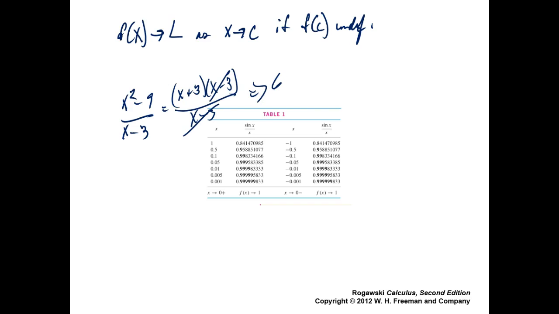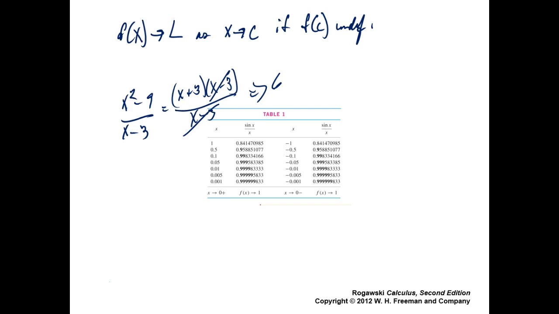The limit can exist even so the value is not defined. f of 3 is not defined because you can't divide by 0. But the limit exists because when you did that manipulation, you see that either way you're approaching 6. The limit exists even though the function doesn't. Yes. Yeah. Okay.